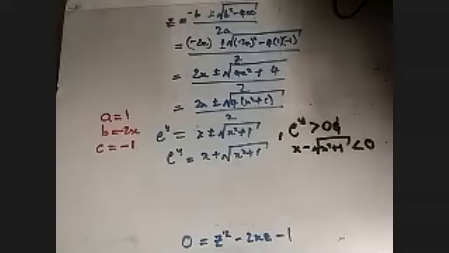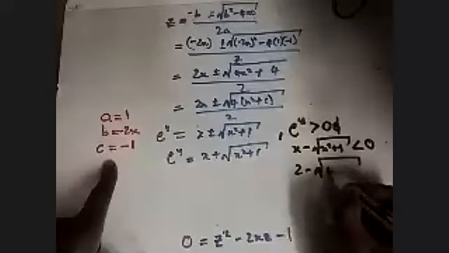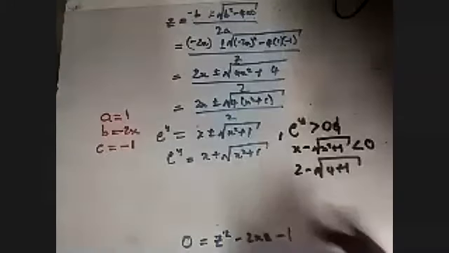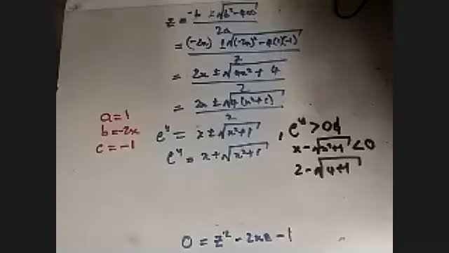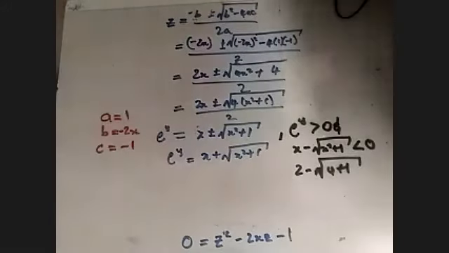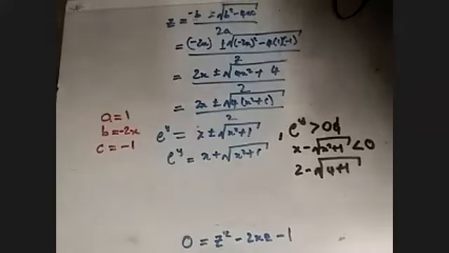Let's take for instance x equals 2. We're going to have 2 minus the square root of 5. So if you look at that, 2 minus that should give us a negative. Let me know if it's positive, please let me know.